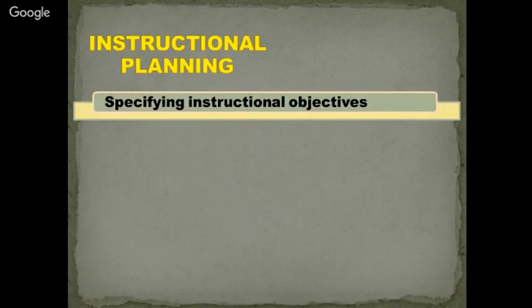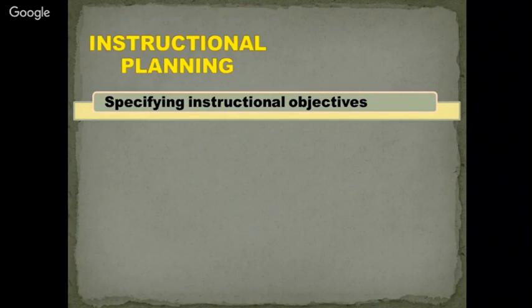Now, what are the components of instructional planning? First is your lecture plan will begin with instructional objective or learning outcome. Dr. Tulsi had discussed Tuesday about the concept of learning outcome. Learning outcome or instructional objective is a statement. It's not a question, which describes what the student will be able to do at the end of a unit of instruction. Okay, so you will specify.